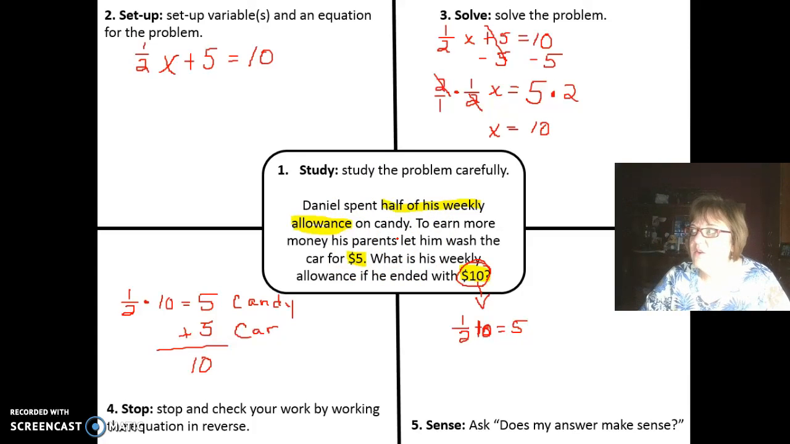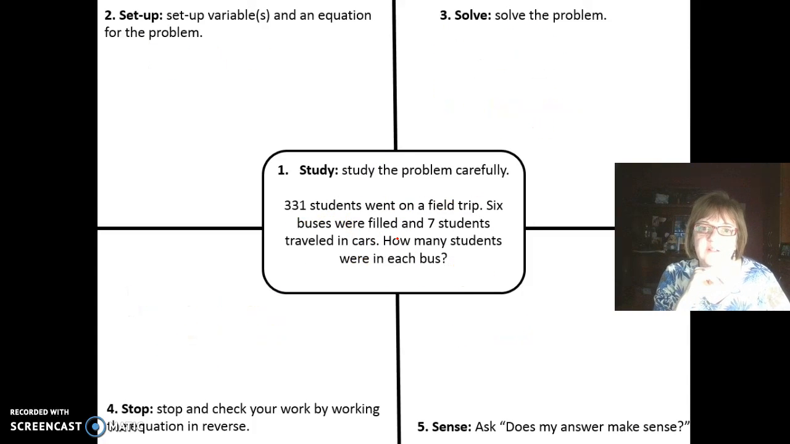All right, so let's do another one together. This one says 331 students went on a field trip. 6 buses were filled, and 7 students traveled in cars. How many students were in each bus?